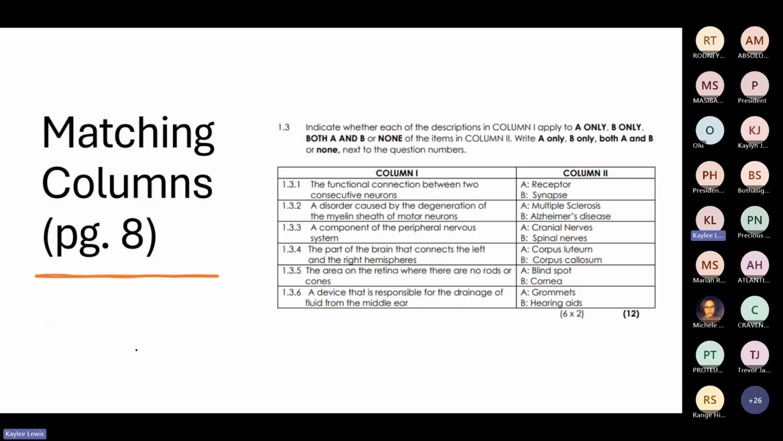Let's move on to matching columns. So I'm going to give you again 4 minutes to quickly do this. Before you start this, I just want you to read the instructions carefully because we often find students make mistakes because they didn't read the instructions. So for this one, you need to indicate whether each of the descriptions in column 1 apply to A only, B only, both A and B, or none of the items in column 2. And you have to write A only, B only, both A and B, or none next to the question numbers. So just make sure you answer this question correctly. All right, I'll give you about 4 minutes to do this one.